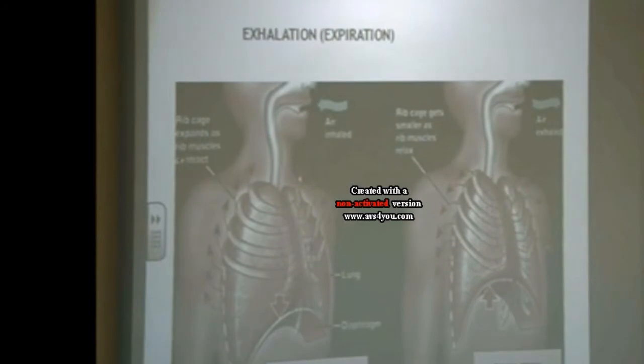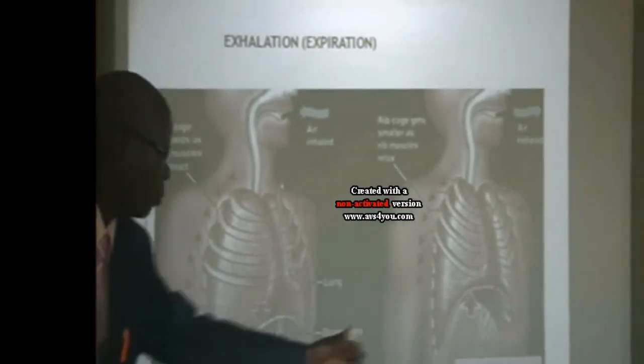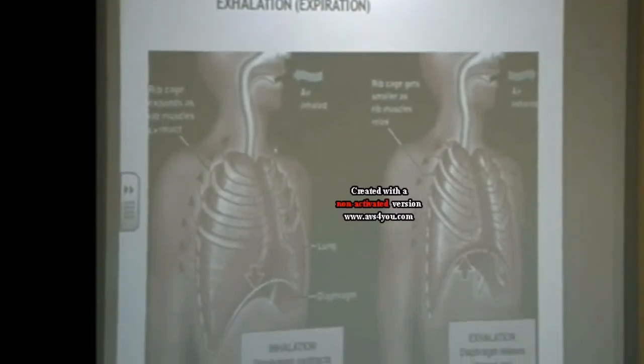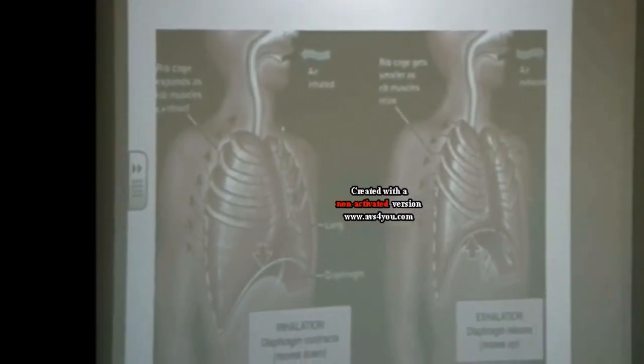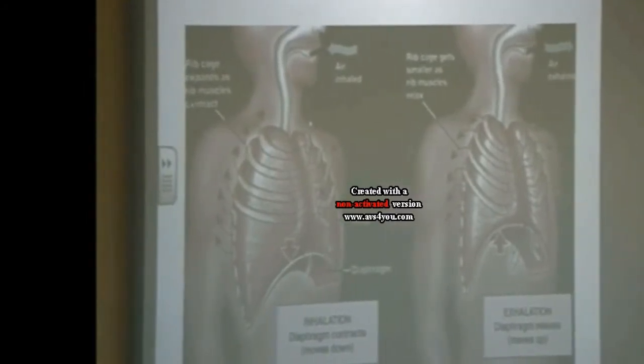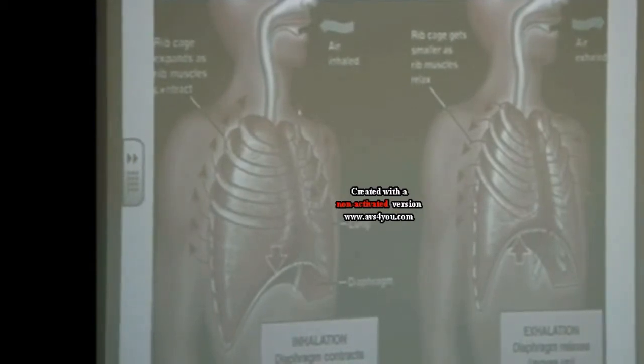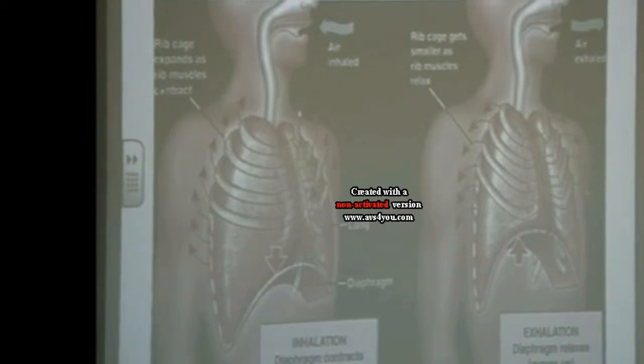When we breathe out, what happens? Now, I've decided to put the two pictures side by side so that we can compare. You can see the position of the rib. During inhalation, the rib cage expands as rib muscles contract. You can see the diaphragm labeled there, which I said will flatten out. But when you come to exhalation, the rib cage gets smaller as rib muscles relax. And of course, you can also see the diaphragm there, trying to assume its normal C shape on the other side. And then the air can go out.